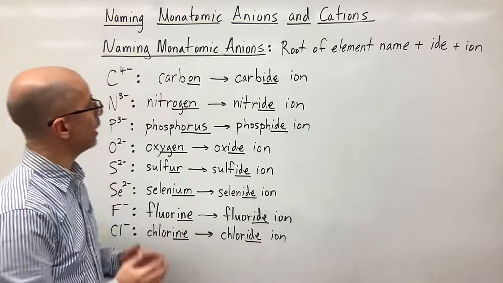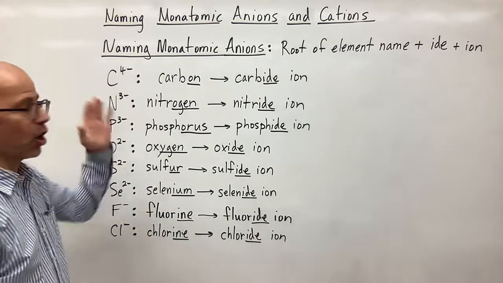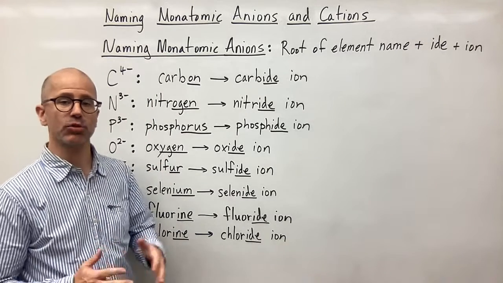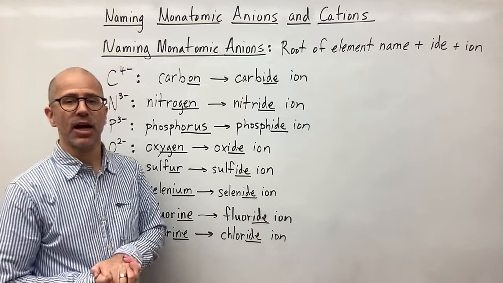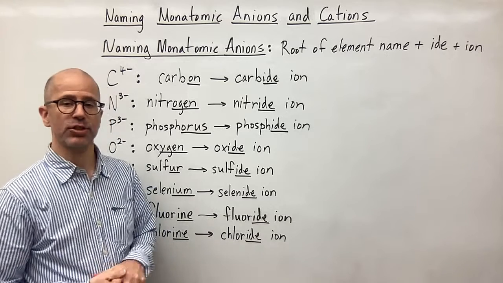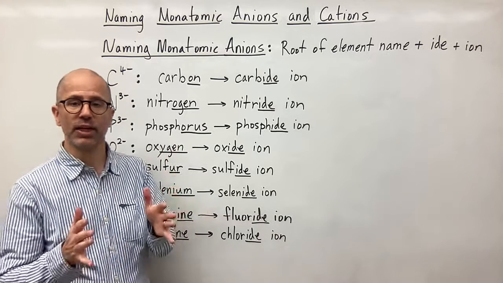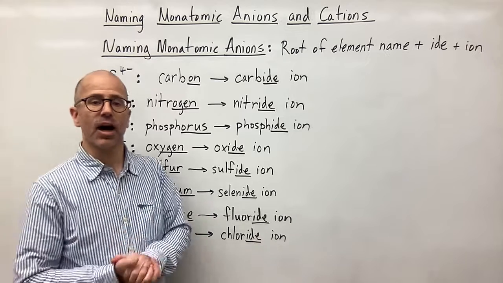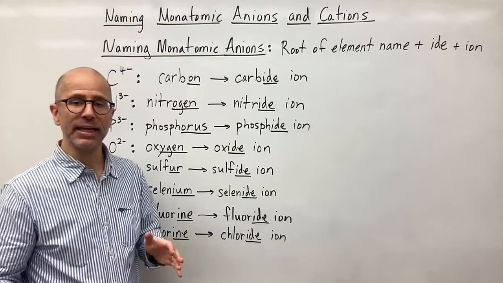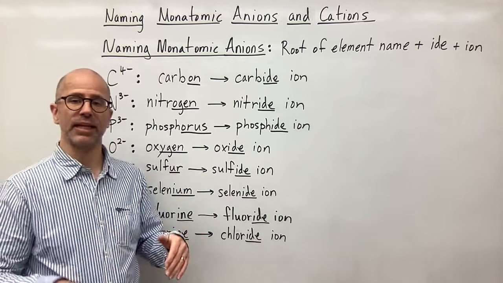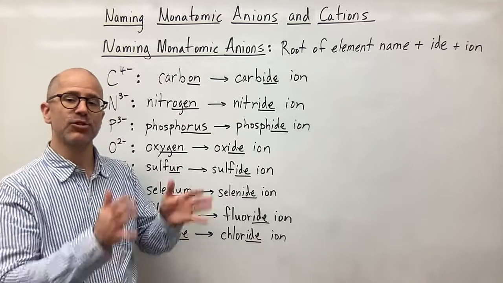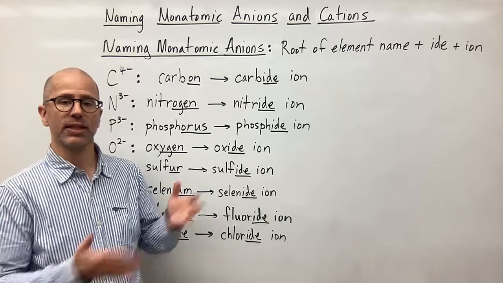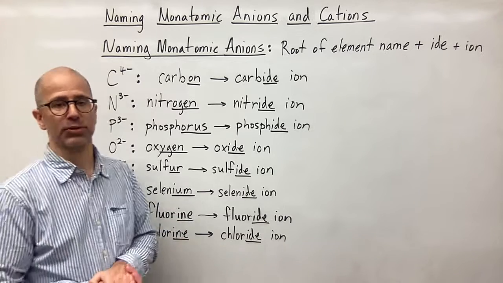Okay, let's talk about the anions now. So when we're naming the monatomic anions, those are the negative ions, then basically what you're going to do is take the name of the element that the ion is, and then you're going to drop the ending, keep the root, drop the ending, add IDE to the end of it, and then plus the word ion. So let's go over a few examples here.